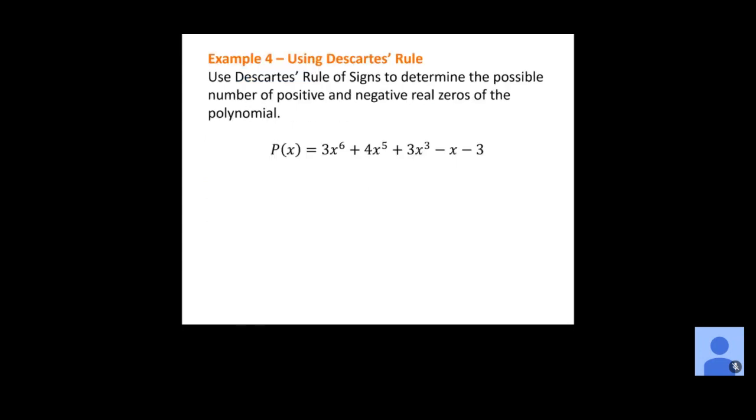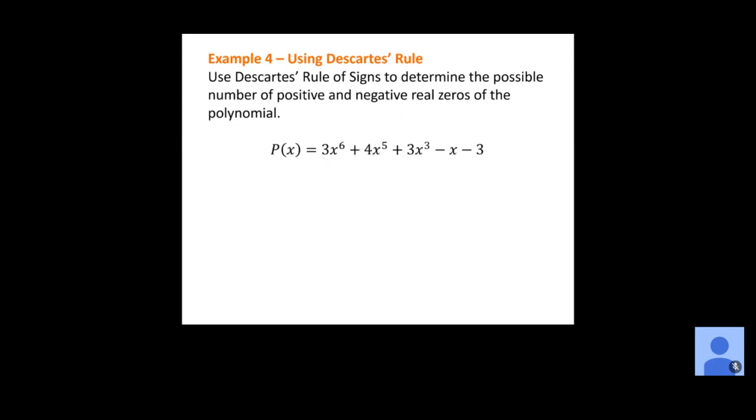All right, so let's actually look at how this works. So here's my polynomial. We're going to use Descartes' rule of signs to determine the possible number of positive real zeros and negative real zeros. So first thing we're going to do is count up how many times the sign changes in this polynomial. Well, if I go through here, I start with a positive value, right?